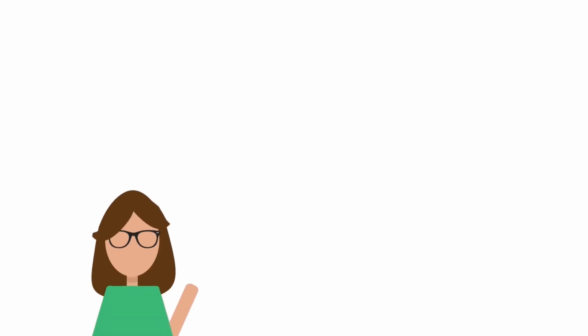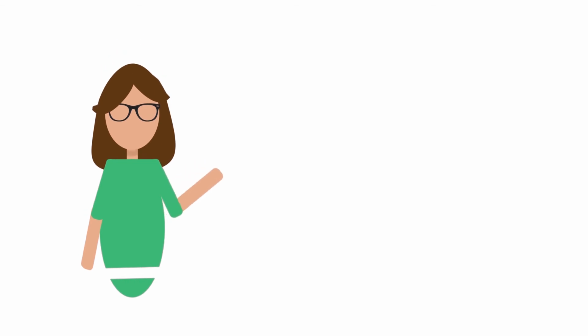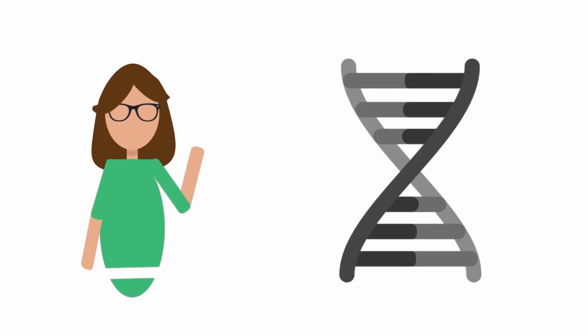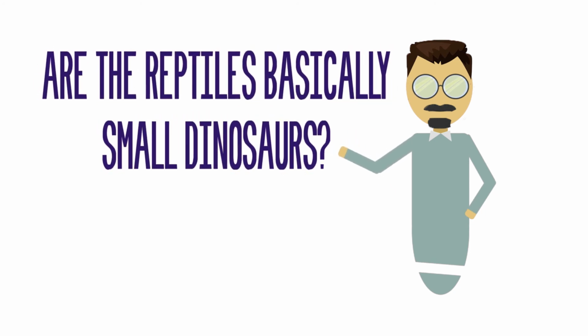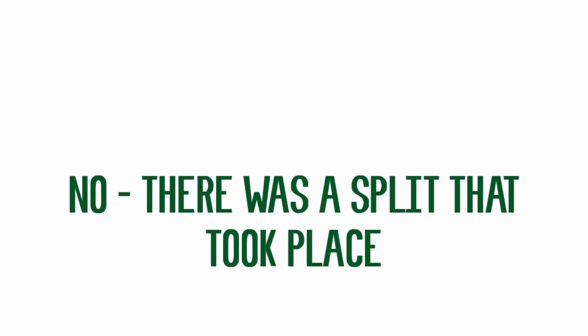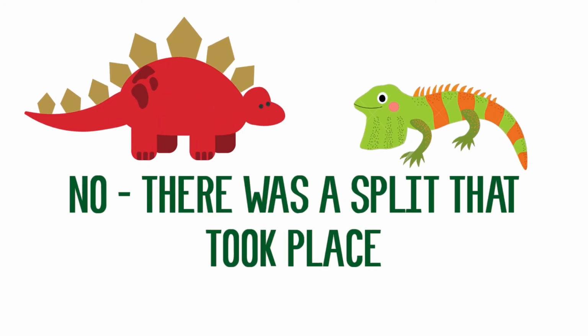Yeah, definitely. Evolutionary trees can be created using DNA sequences of different species. This allows scientists to examine the differences at a DNA level, which may have led to evolutionary splits millions of years ago. And if we look at those splits, it comes up to one of the common questions that I'm always asked. Are the reptiles basically small dinosaurs? Well, the answer is no, they're not, because there was a split that took place millions of years ago, which meant that the reptiles survived the meteor impact with the Earth, but the dinosaurs didn't.